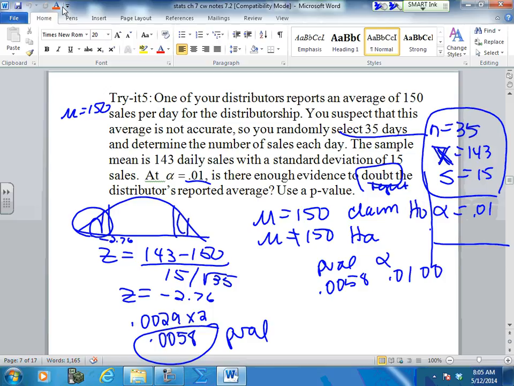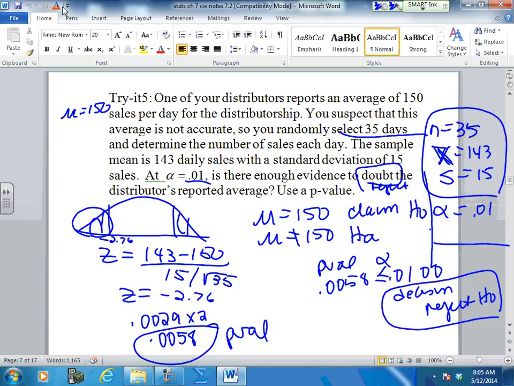Now, is 0.0058 less than 0.01 or greater than 0.01? Less than. So if it's less than or equal to, what is your decision? Good. This is the decision. You did all of this to come to this decision. Now, you're going to follow your chart. But first, we're going to go back to this. If we reject H0, that means we take ours, right? That means we agree with the fact that it's not equal to. That means our sample showed that there was a problem with his claim.